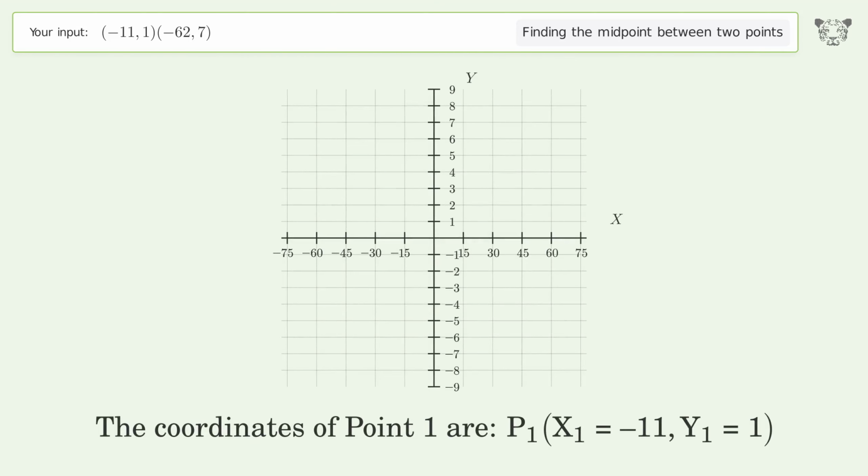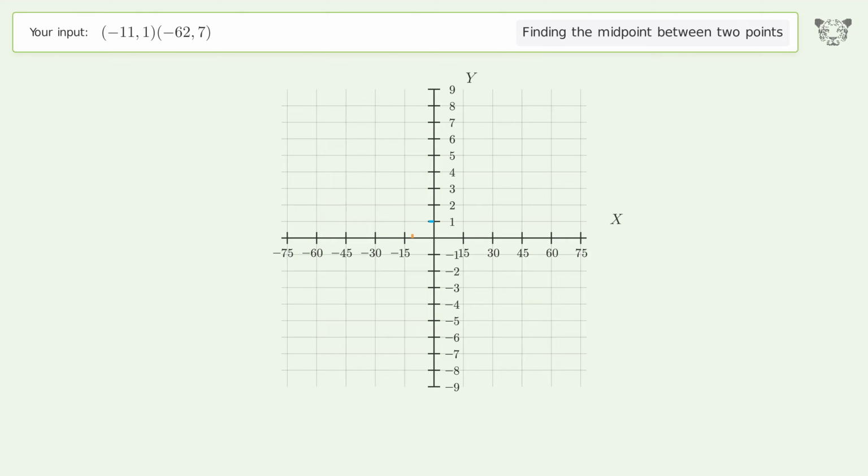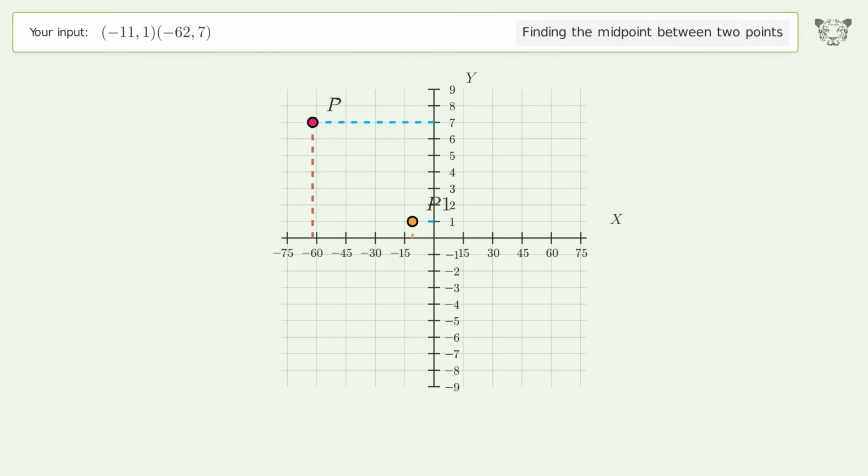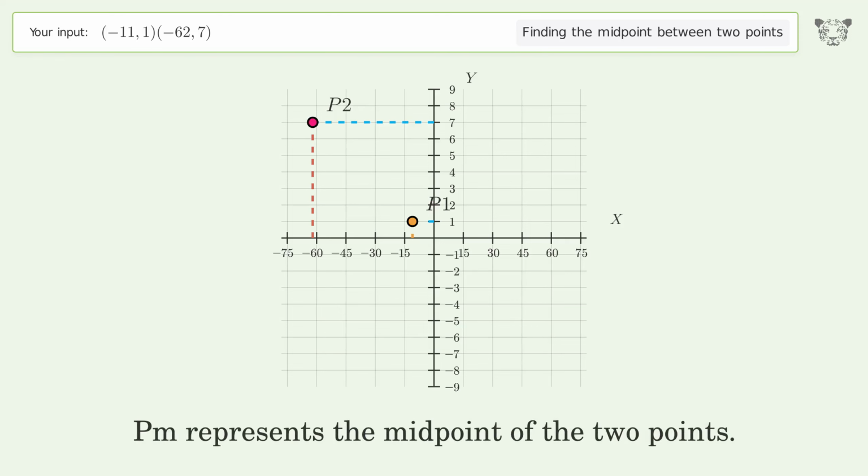The coordinates of point 1 are x1 equals negative 11, y1 equals 1. The coordinates of point 2 are x2 equals negative 62, y2 equals 7. PM represents the midpoint of the 2 points.